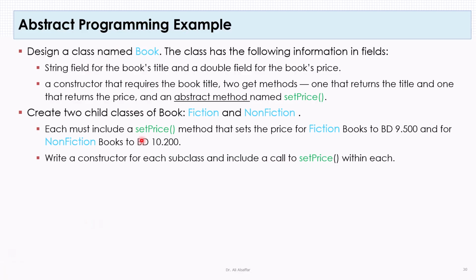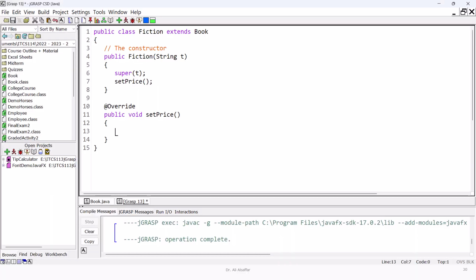It says here that the set method sets the price for fiction books to BD 9.5. So in the method, all you have to say is that the price is equal to 9.5. Because the price is defined protected in the superclass, we can access it directly by simply saying price equal to 9.5.